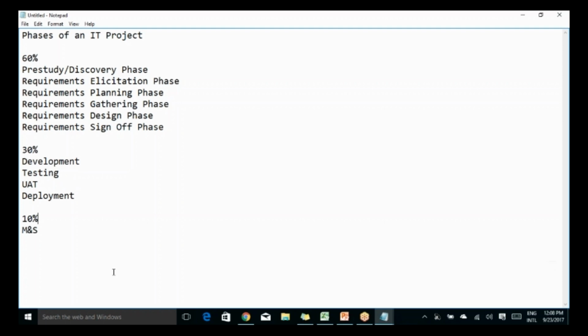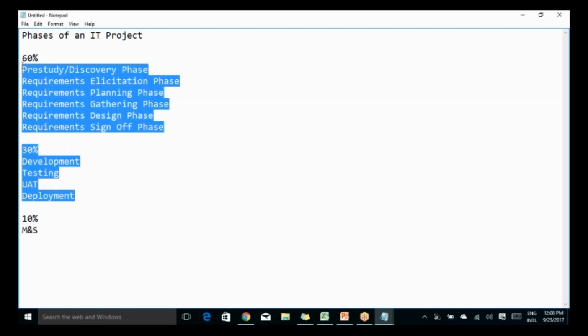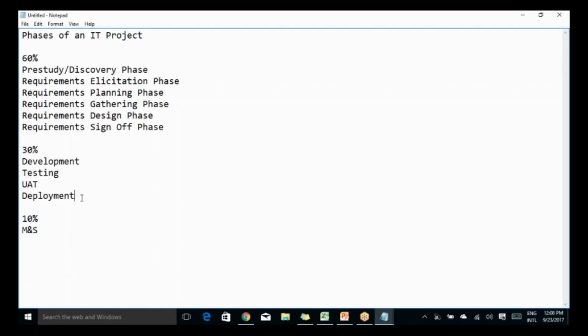Why am I saying 10% to maintenance and support? Because whatever you have gathered, whatever they have developed, it's not always 100% correct. In any project, it won't be 100% correct. There would be some defects, there would be some bugs. For that reason, 10% of BA work is allocated to maintenance and support activities, wherein if there is some issue, that needs to be analyzed and fixed. This is how your business analysis work is distributed.